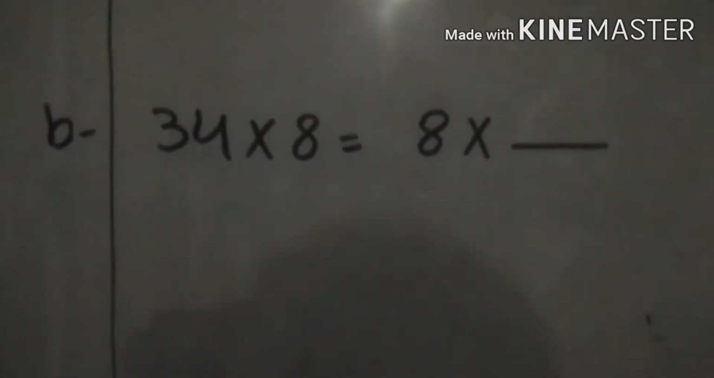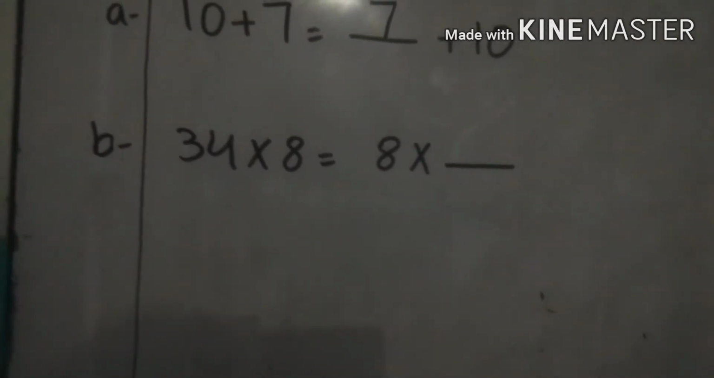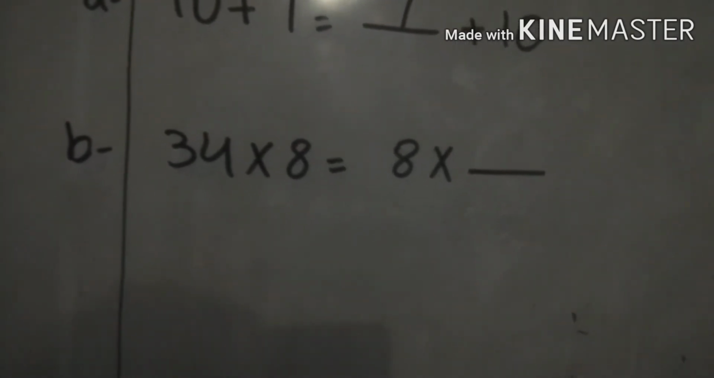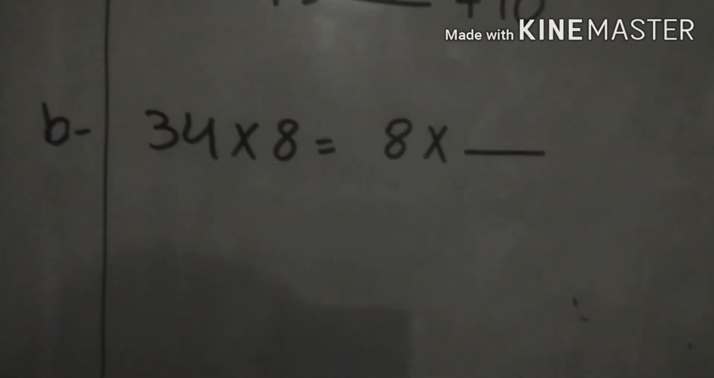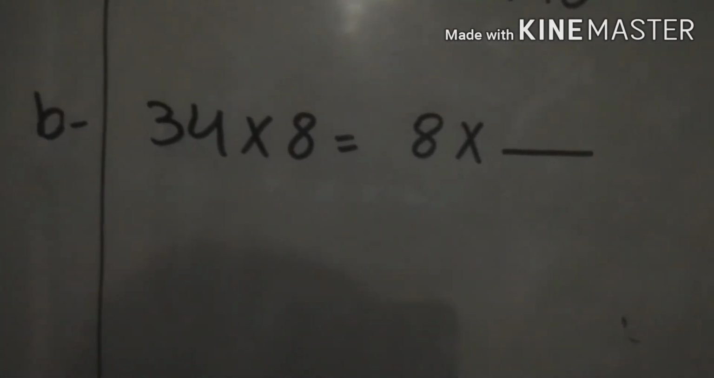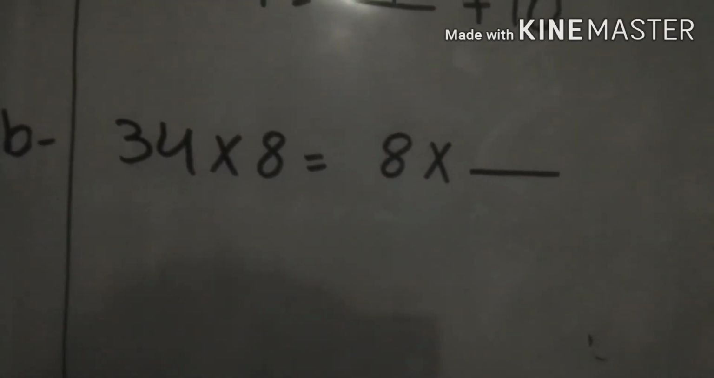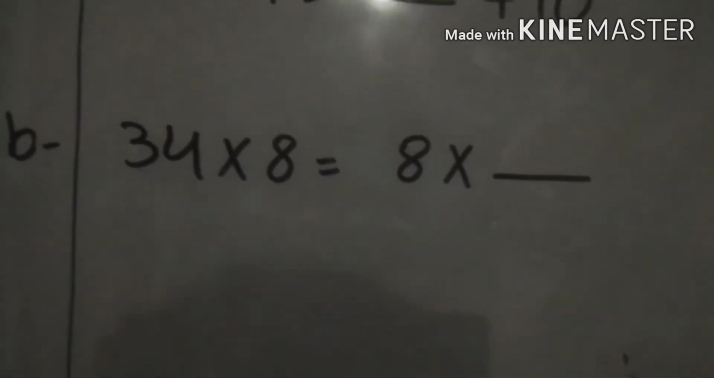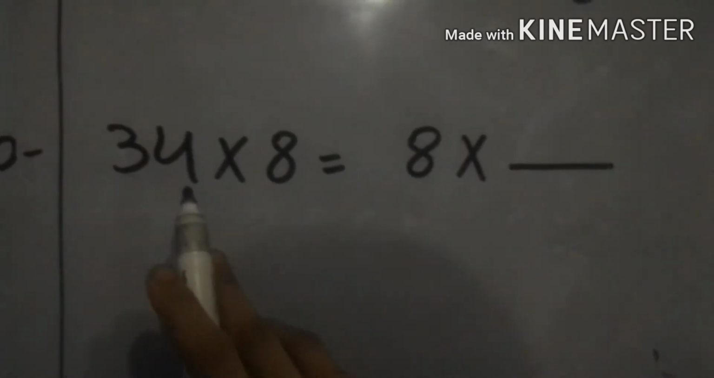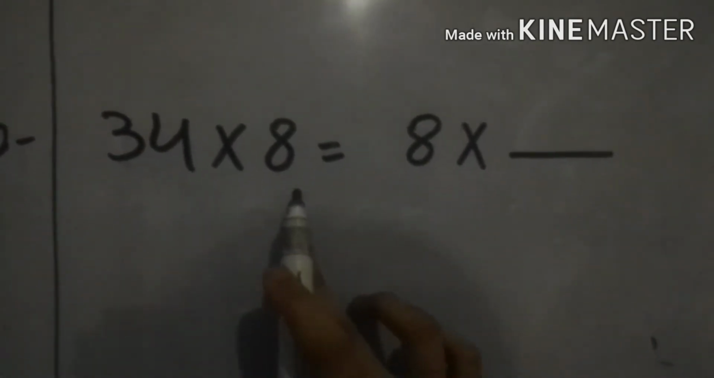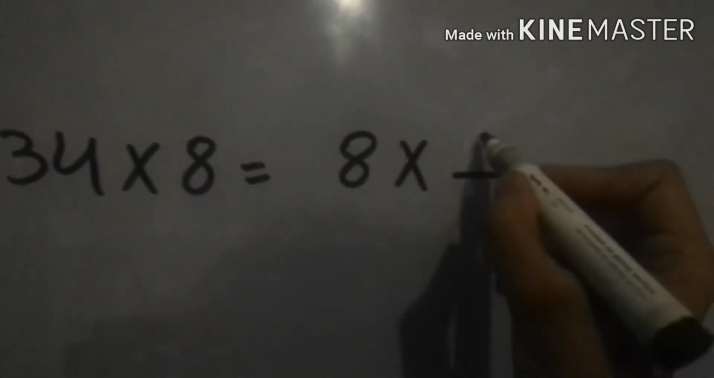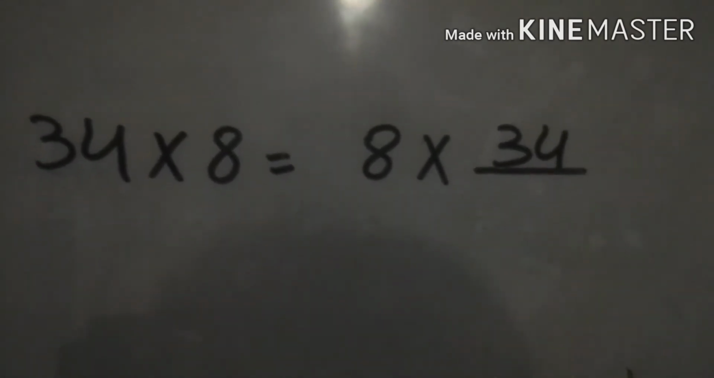B part is 34 multiplied by 8 is equal to 8 multiplied by dash. This is the commutative property of multiplication. 34 multiplied by 8 is equal to 8 multiplied by 34.